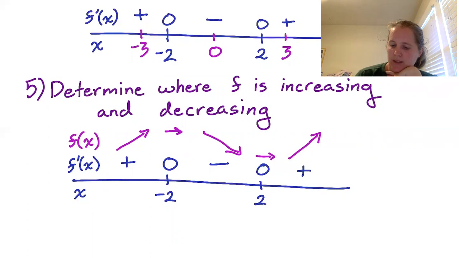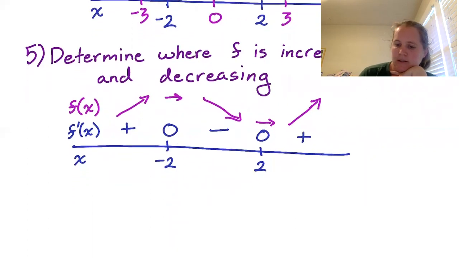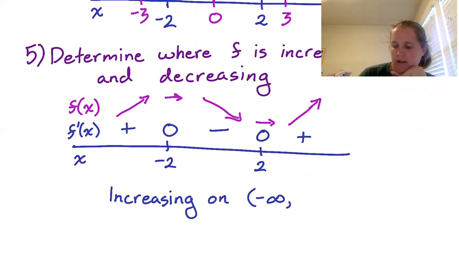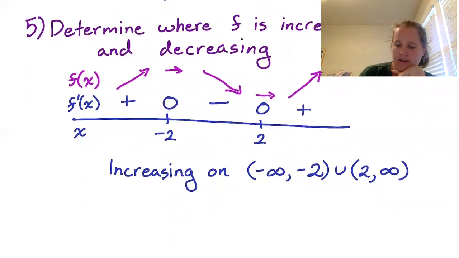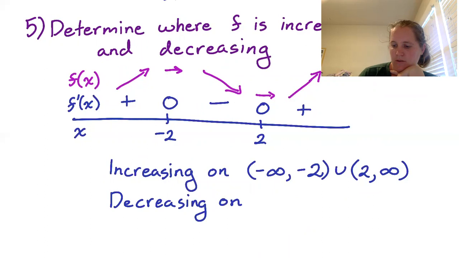So just from this, we know that it is increasing on the open interval -infinity to -2, as well as on the open interval from 2 to infinity. And then it is decreasing on the open interval -2 to 2.